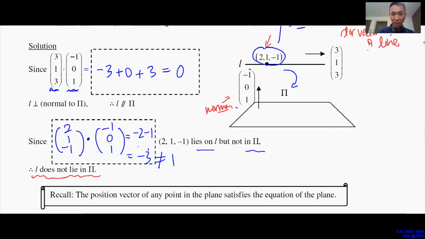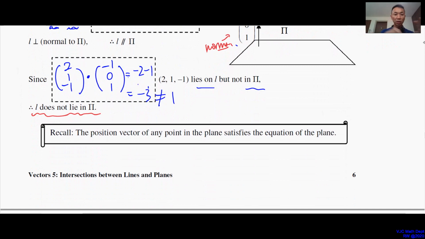It need not be this one. It can be this one, or this one. It doesn't really matter. Of course, we take the most convenient one. We took 2, 1, minus 1. So done. This is the conclusion. All good?